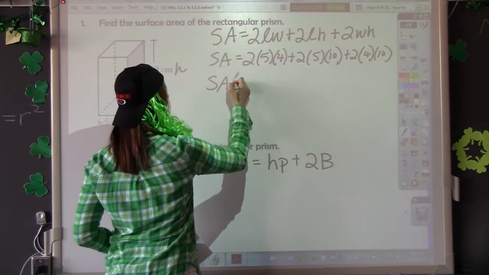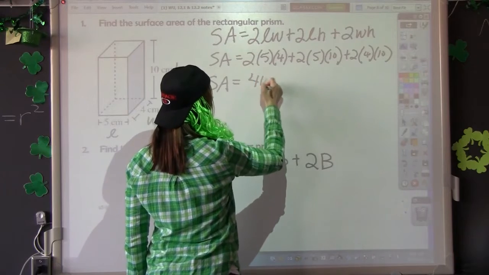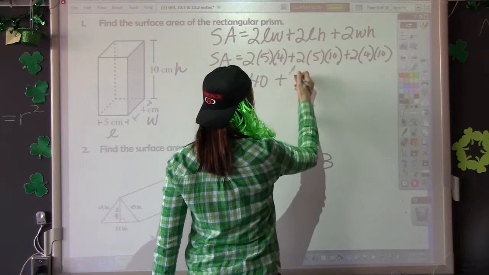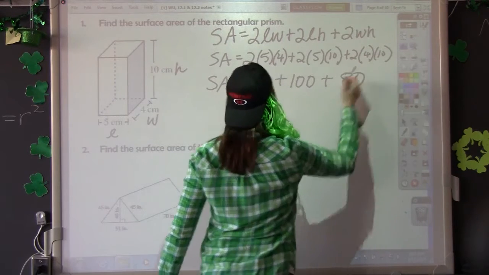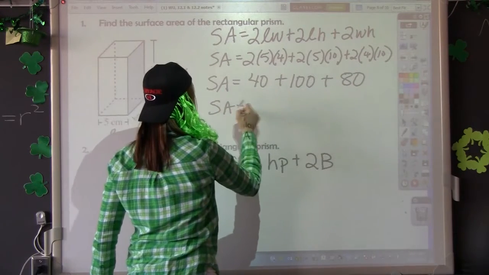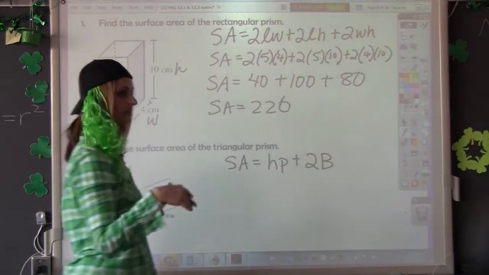Okay, so 4 times 5, that's 20. Times 2 is 40. That's 50. Times 2 is 100. That's 40. Times 2 is 80. Somebody's checking my math, right? 220 centimeters squared. 220, we're dealing with surface area, so it is centimeters squared.